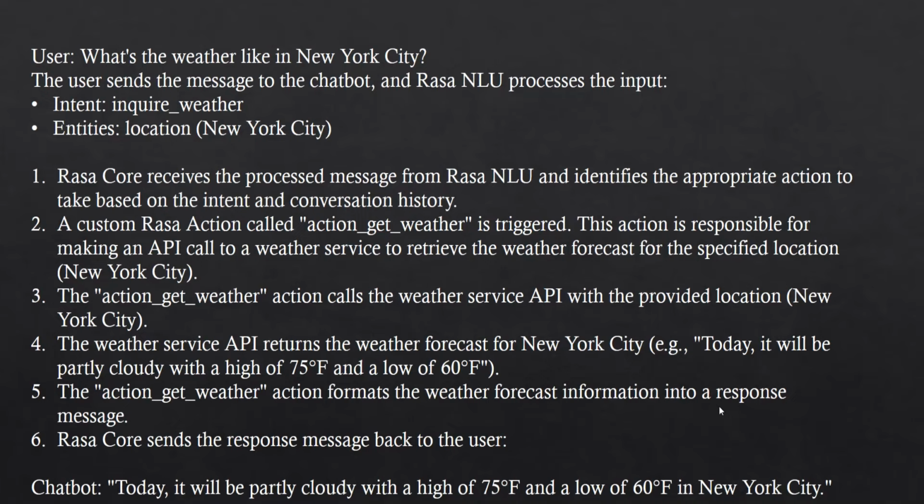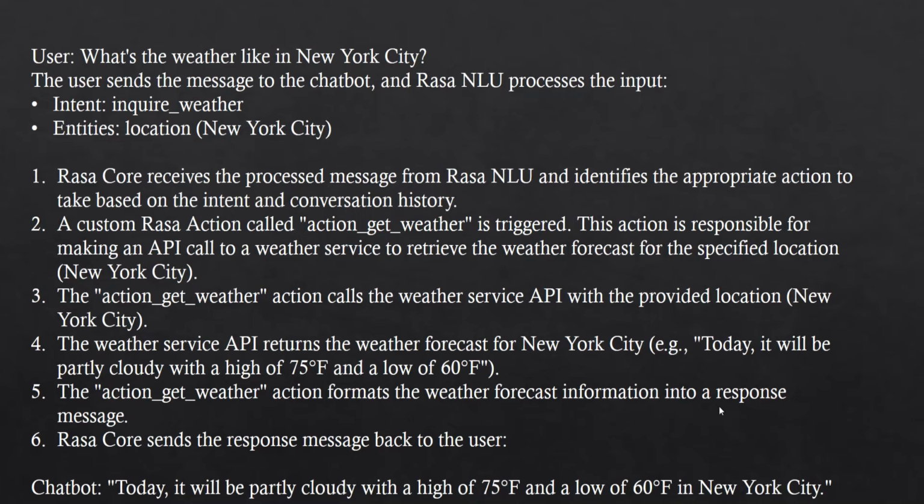Then the action get weather action formats the weather forecast into a response message. And then Rasa Core sends the response message to the user. What will be the message? The chatbot will say, for example, today it will be partly cloudy with a high of 75 and a low of 60 in New York City.